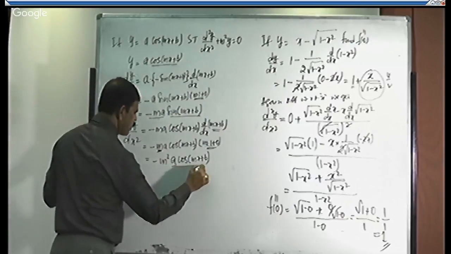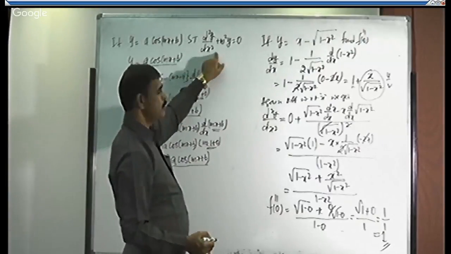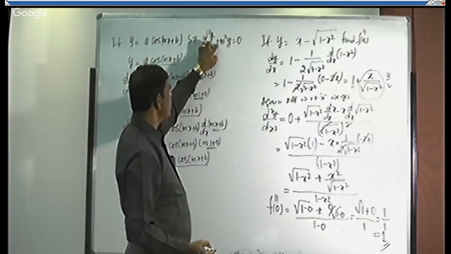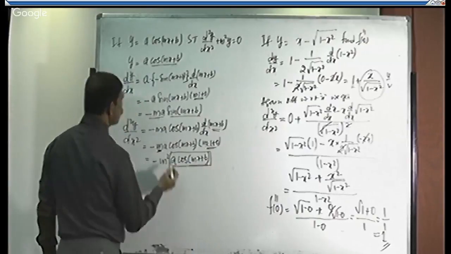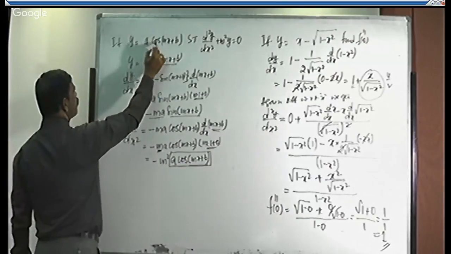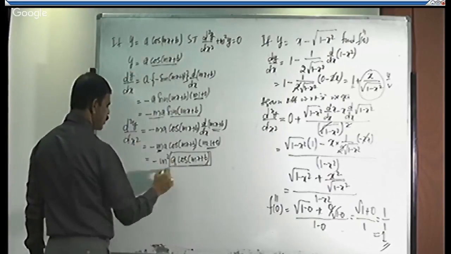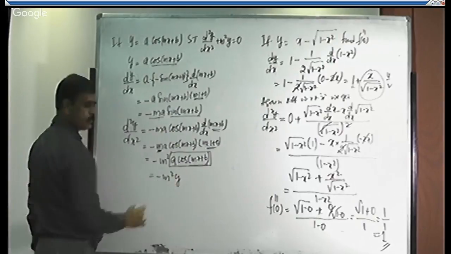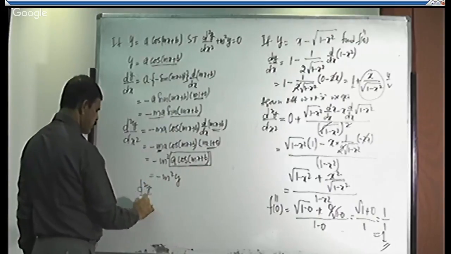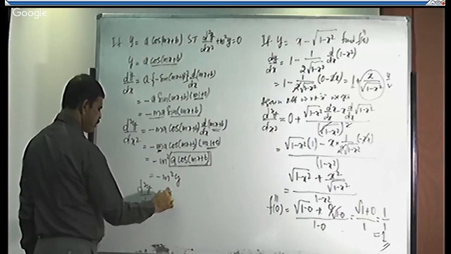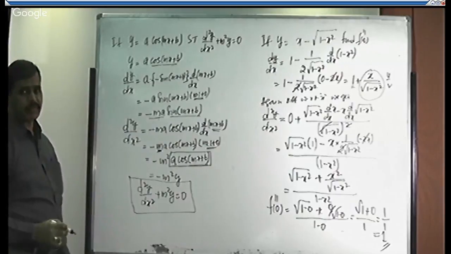Observe here, we got d square y by dx square. We need it in this form: d square y by dx square plus m square y. Can I take this as y? Because y is equal to a cos mx plus b, it can be taken as y only. So this is y given. Hence it becomes d square y by dx square plus m square y is equal to 0. So this is the required equation with the given function.